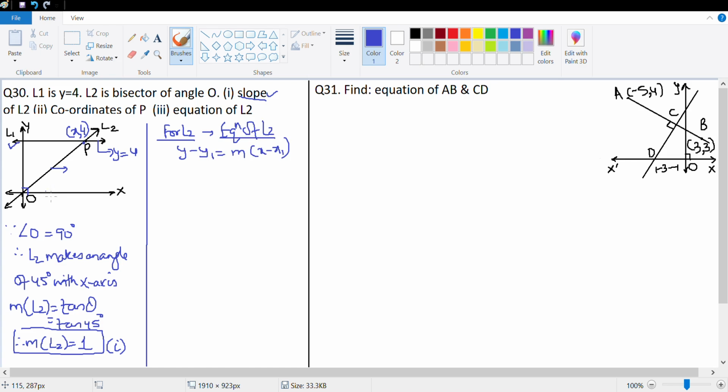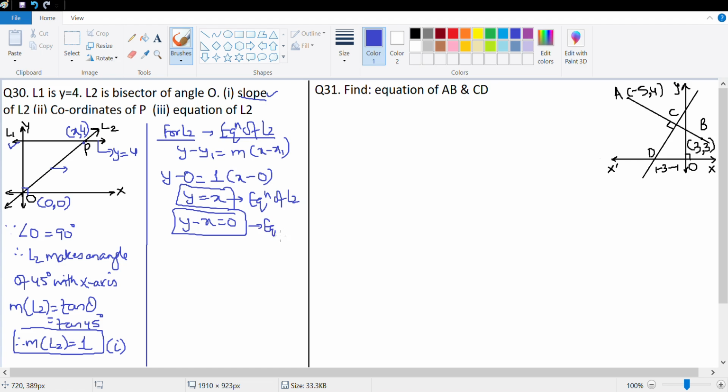It is passing through origin, which means it is passing through 0, 0, which means y minus 0 is equal to m, in this case 1, times x minus 0, which means y is equal to x. That's the equation of L2. You can also write this as y minus x is equal to 0, whichever way you want to write it, or x minus y is equal to 0. This is the equation of L2.